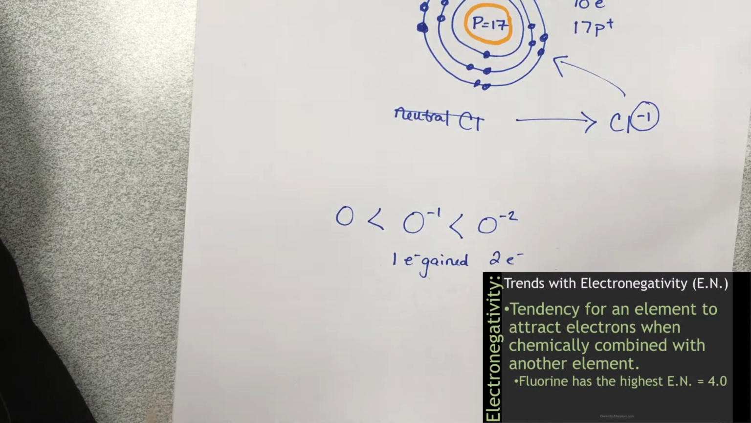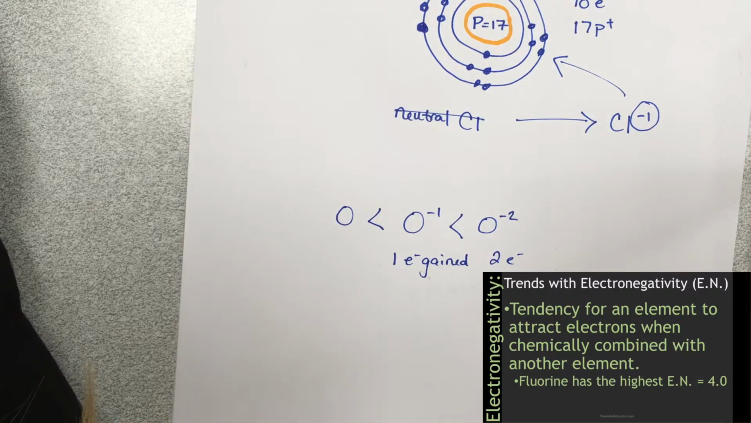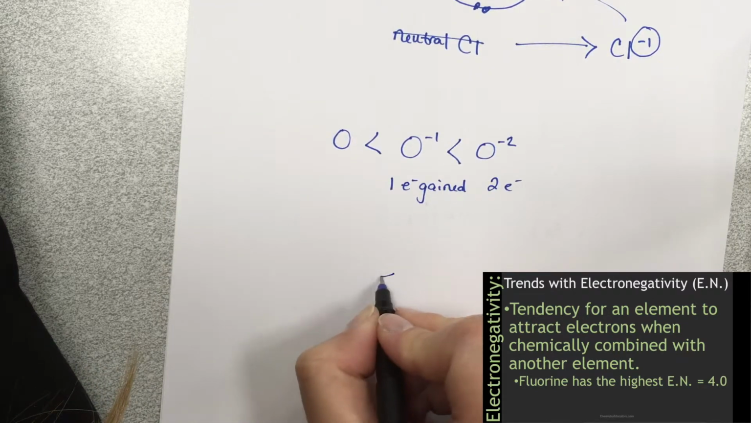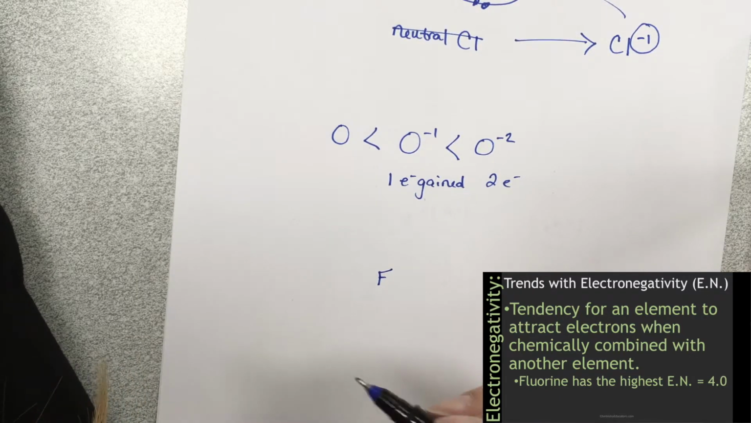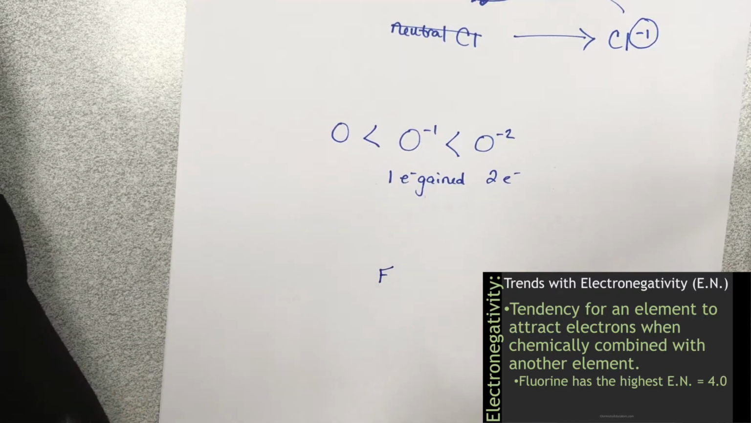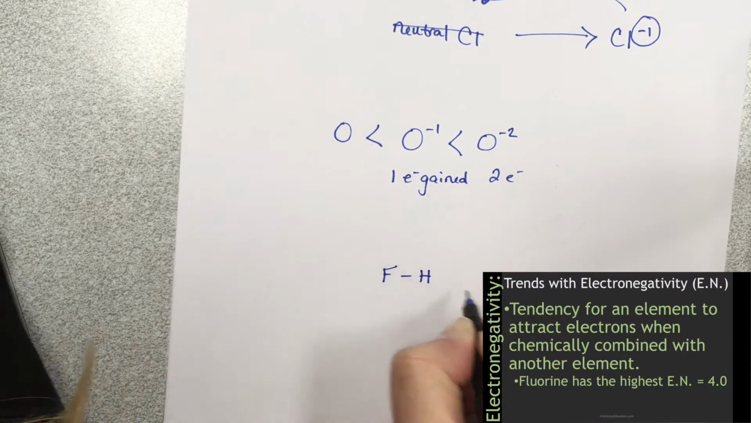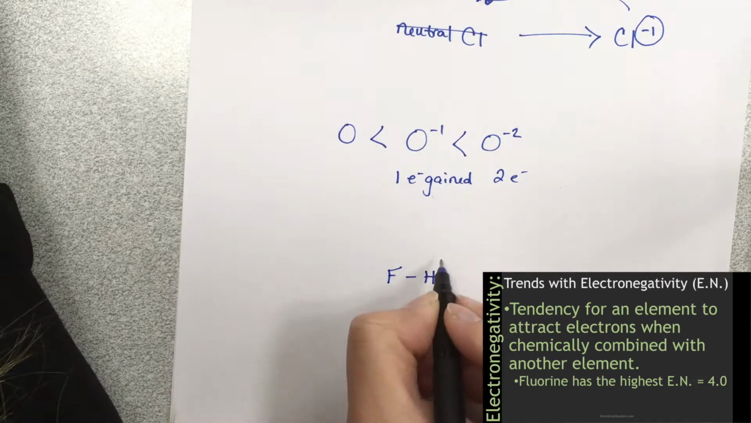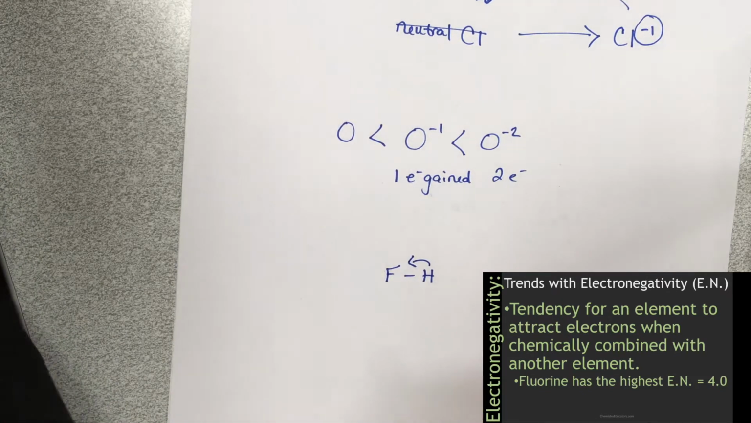Okay, so electronegativity is just how much an element can pull in electrons when it's bonded with something else. So, for example, fluorine is the element with the highest electronegativity. So, if it's bonded with, for example, hydrogen, it's going to pull in the electrons closer to itself from hydrogen.